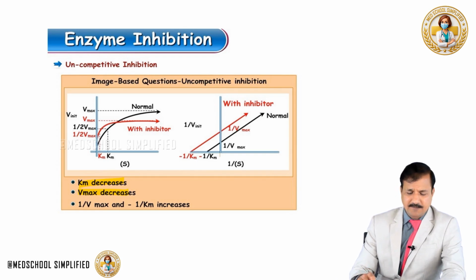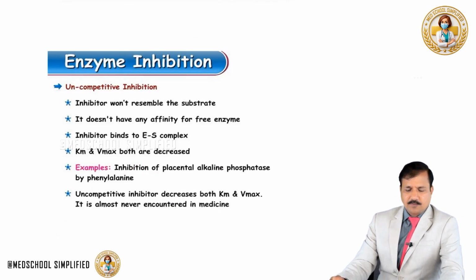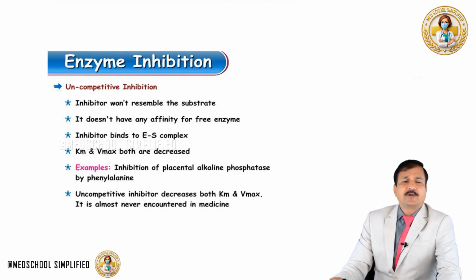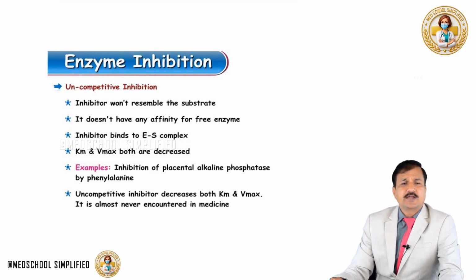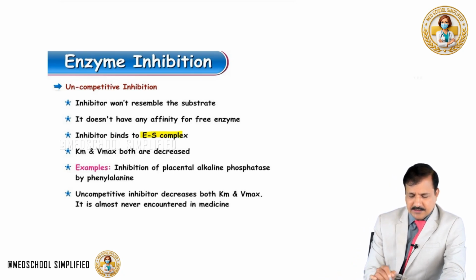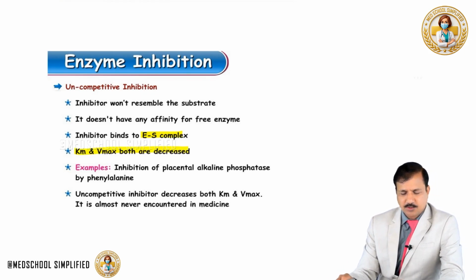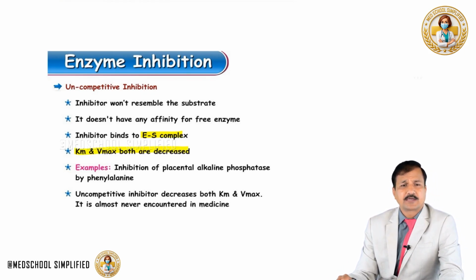So that's what uncompetitive inhibition is. In uncompetitive inhibition, the inhibitor won't resemble the substrate. It doesn't have any affinity for the free enzyme. So the inhibitor binds to the enzyme-substrate complex, thereby decreasing both Km and Vmax.